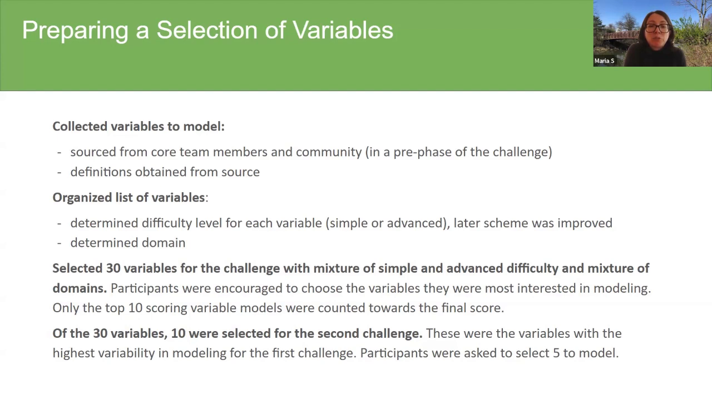From these 30 variables, participants were encouraged to choose the variables they were most interested in modeling, and only the top 10 scoring variable models were counted towards the final score. Of these 30 variables, 10 were selected for the second challenge that Barbara mentioned. These were the variables with the highest variability in the modeling during the first challenge. For the second challenge, participants were asked to select 5 to model.